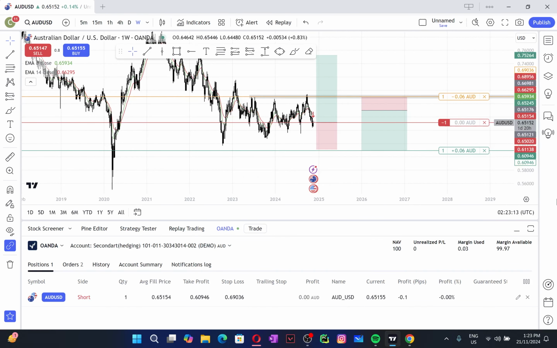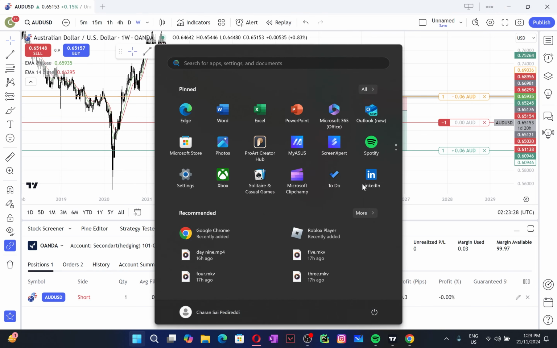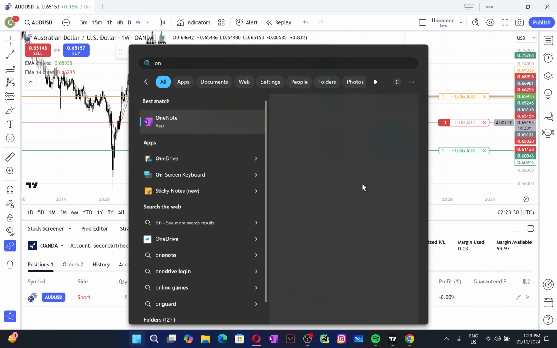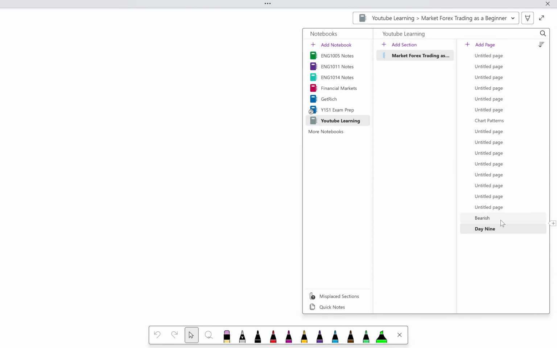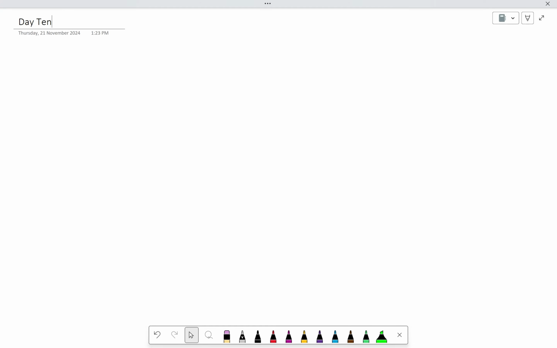So well, I think this is the solution, so I think we found it. That's pretty great. So essentially what's happening here is that we've taken a trade. So let me explain it to you like this. Let's open OneNote and add a new page, day 10.